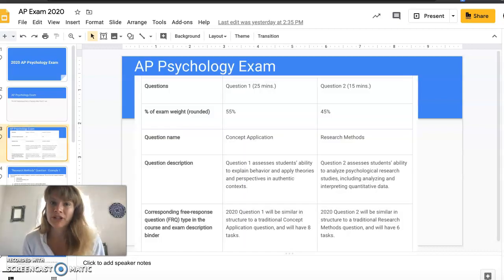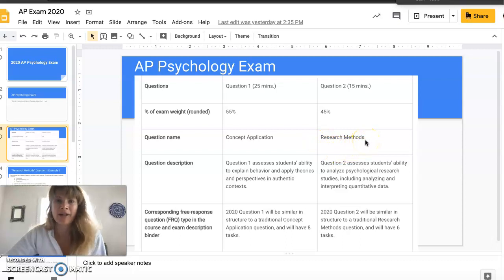There's going to be two free response questions. The first question is called a concept application question. We'll be practicing questions like this starting next week. You've seen some before. The second type of question is called a research methods question, and you've seen this before as well, and we're going to practice research methods questions starting today and moving into the end of this week.